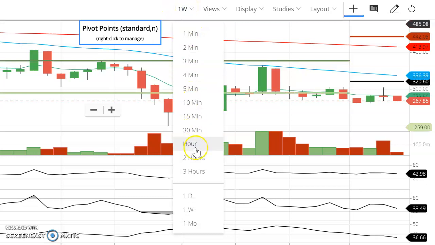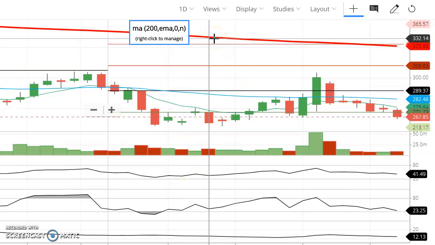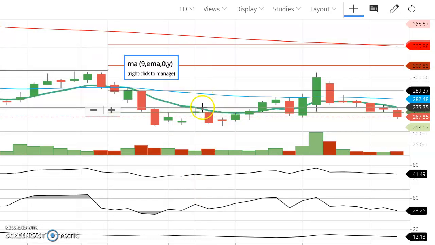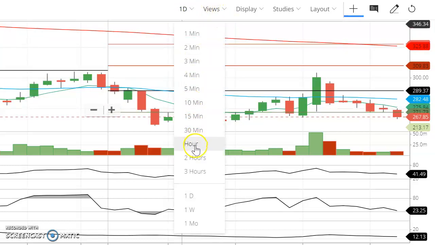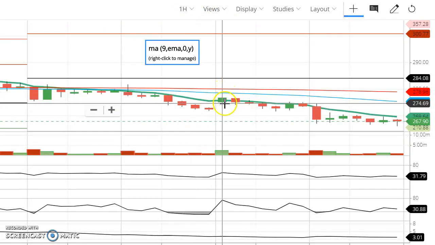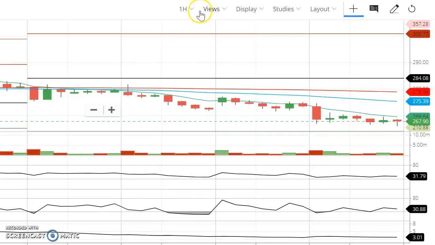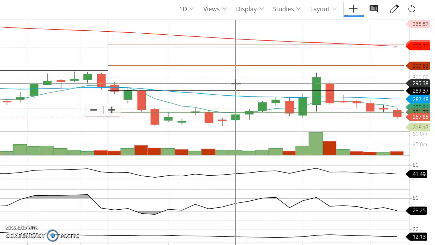If you switch to daily, in daily also you can see the red line above the blue line and the green line below the blue line. So this is also trending down. On hourly also you can see red, blue, green. So in all time frames it is a bearish stock. You can easily sell the stock on a day-to-day basis. This can be distinguished as a downtrending stock where you can keep selling every day.